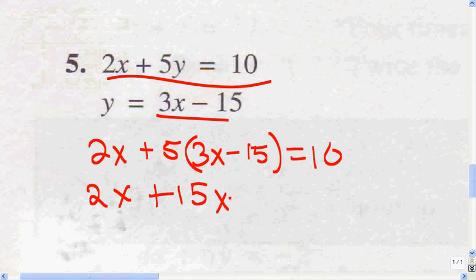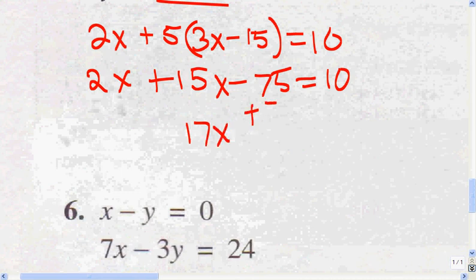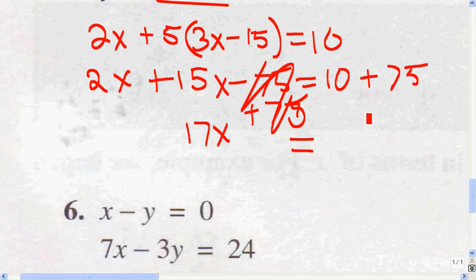Since the signs are different, my answer is a negative 75 equals 10. I'm going to combine what can be combined. The 15x and the 2x can be combined. That becomes 17x. And I'm going to add 75 to get rid of the 75 because I want to isolate the x. And I'm going to add 75 to this side because what I do to one side I have to do to the other. So what I got is 85.